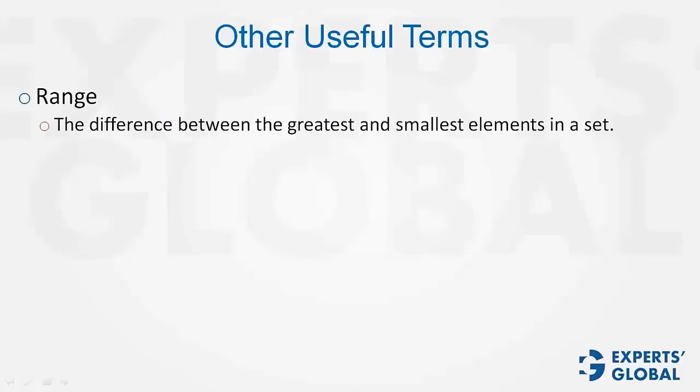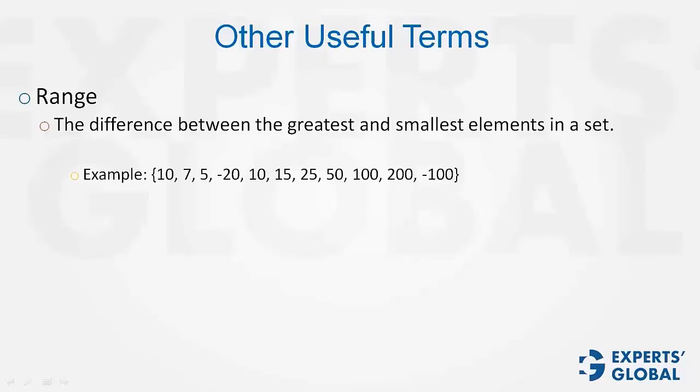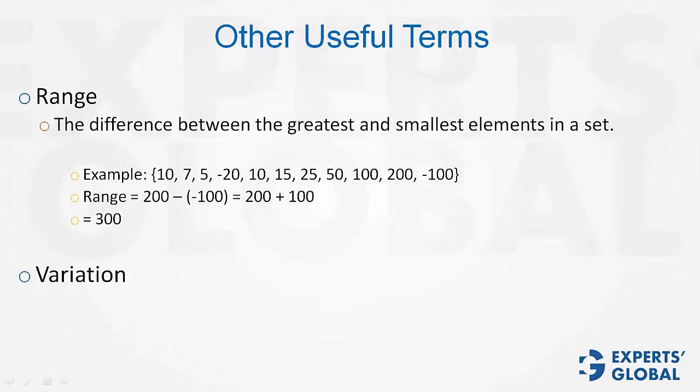Some other useful terms in statistics. Range, the difference between the greatest and the smallest observation in a set. For example, this is a set. The highest value is 200. The lowest value is -100. Therefore, the range is 200 minus -100 equals 300. Variation. Variation is the square of standard deviation.